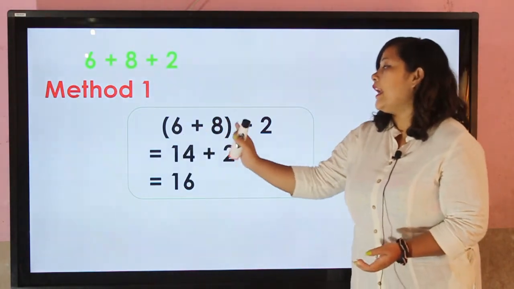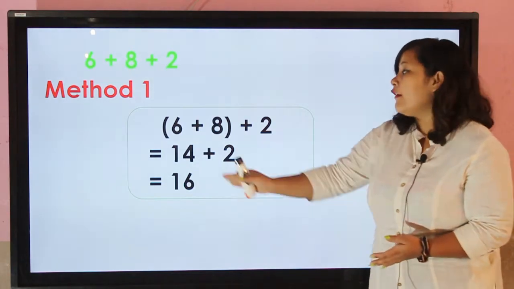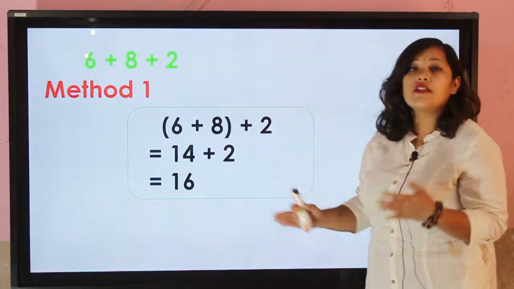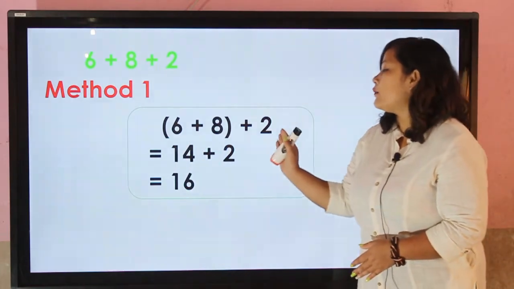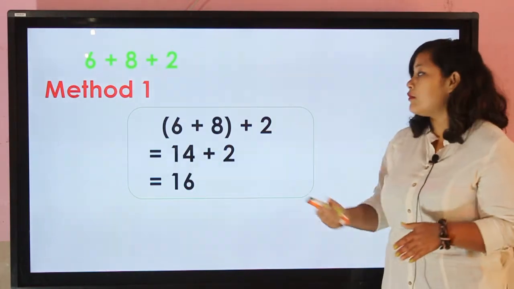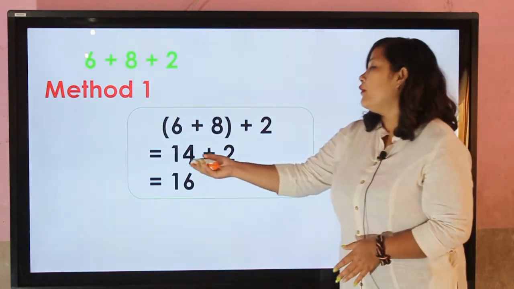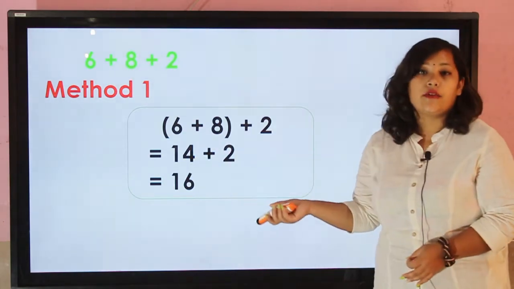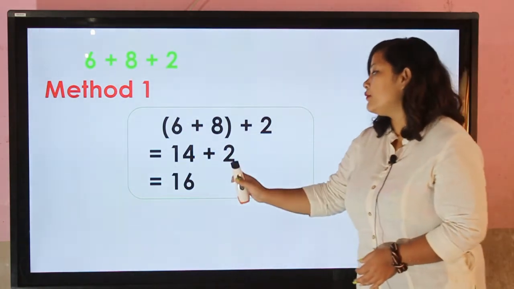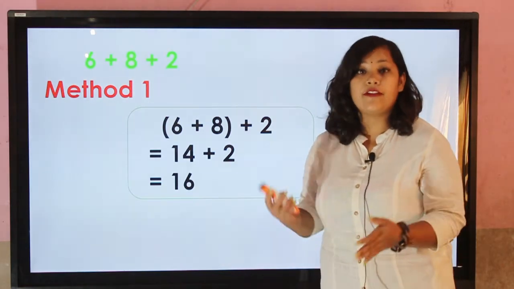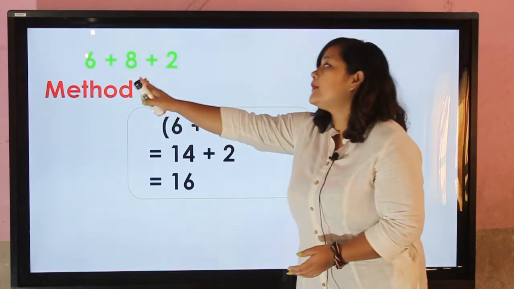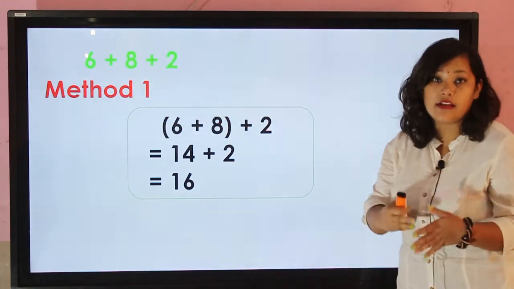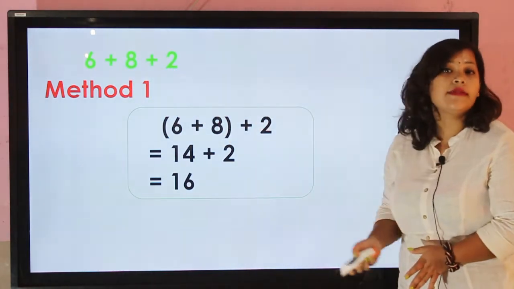I mean, if we add 6 and 8, we get the sum 14. Then we have to add this sum with the third number, that is 2. So 14 plus 2 equals to 16. If we add 14 and 2, we get 16. We will get 16. So if we add 6 plus 8 plus 2 together, then we will get the sum 16.